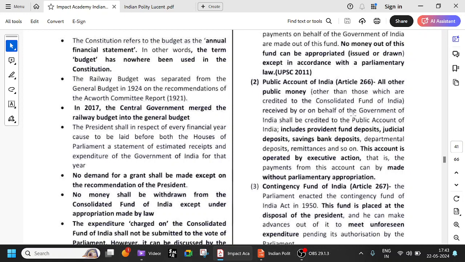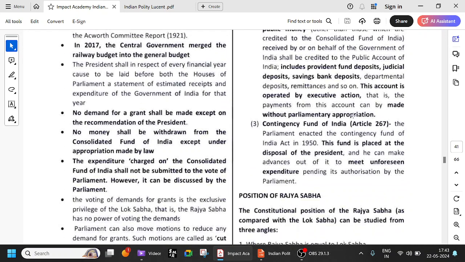And the third one is the Contingency Fund of India. The first two are Article 266. The Contingency Fund of India is Article 267. The Parliament enacted the Contingency Fund of India Act in 1950. This fund is placed at the disposal of the President, and he can make advances out of it to meet unforeseen expenditure pending its authorization by the Parliament.